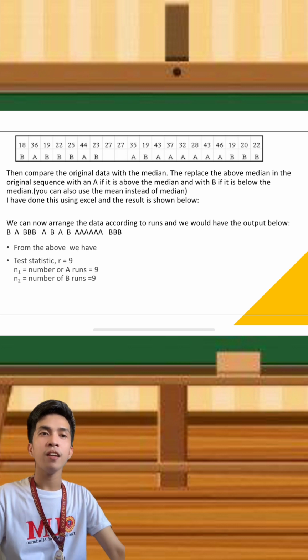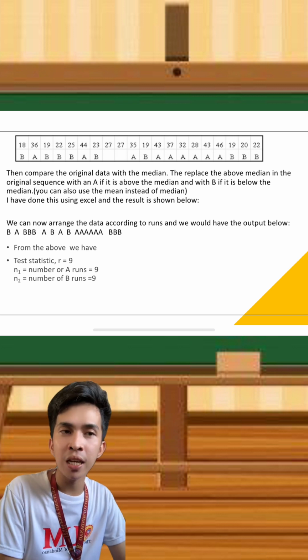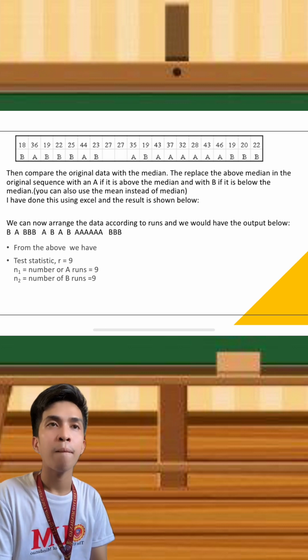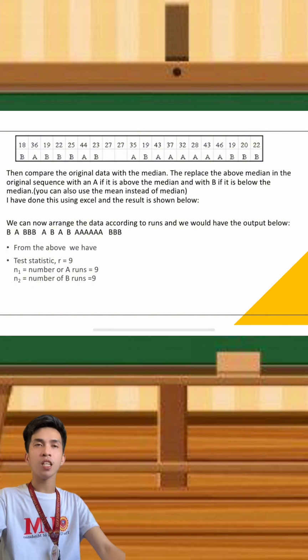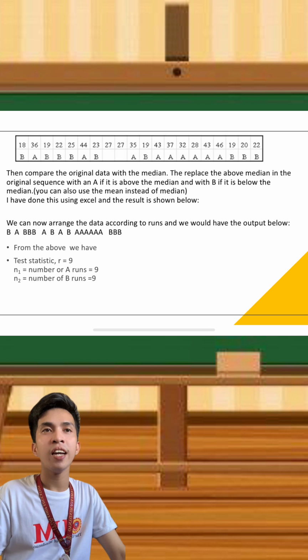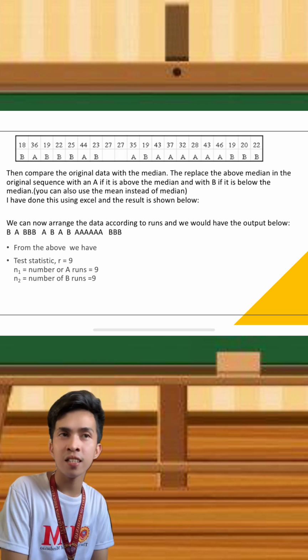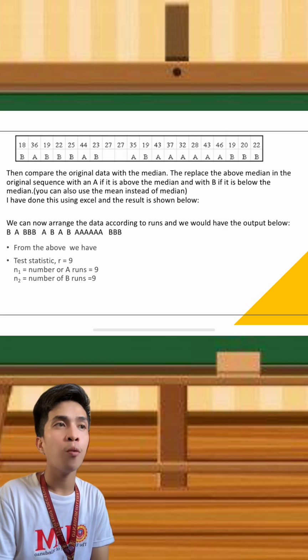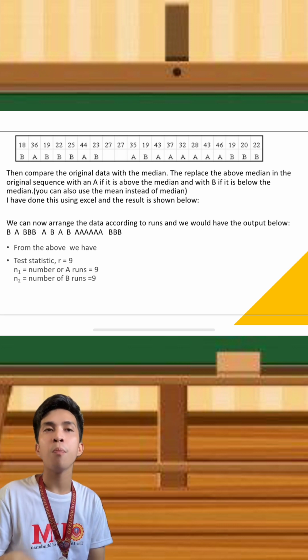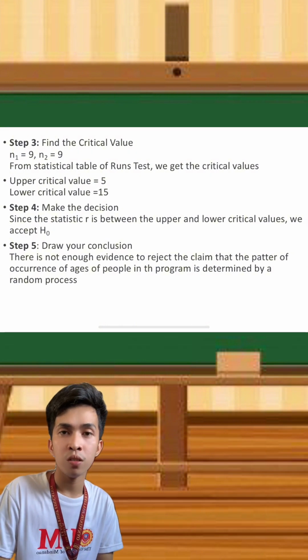Then N1, the number of A's, is equal to 9. N2, the number of B's, is equal to 9. So step 3, find the critical values. Since we already have 9 for N1 and 9 for N2, from the statistical table of the runs test we get the critical values: for the lower critical value, 5, and for the upper critical value, 15.